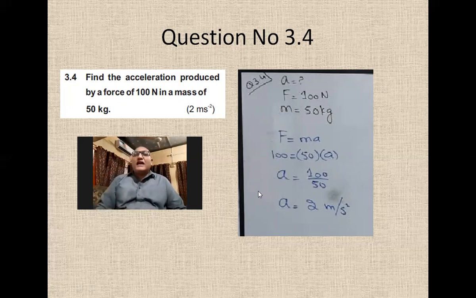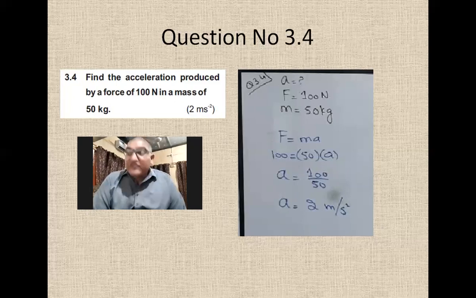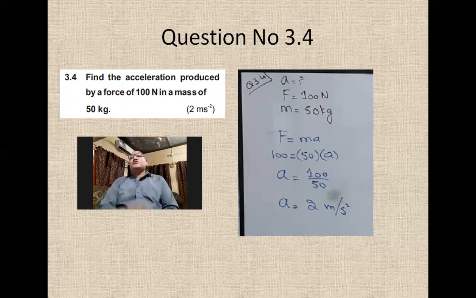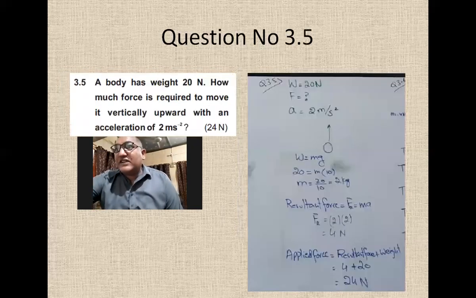So you will have A equals 100 divided by 50, and so A will be equal to 2 meter per second square. That is the answer, and I hope you understood how we found the acceleration produced by this applied force. So that was question 3.4.